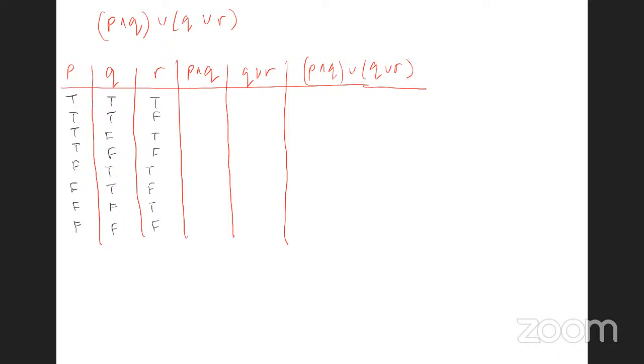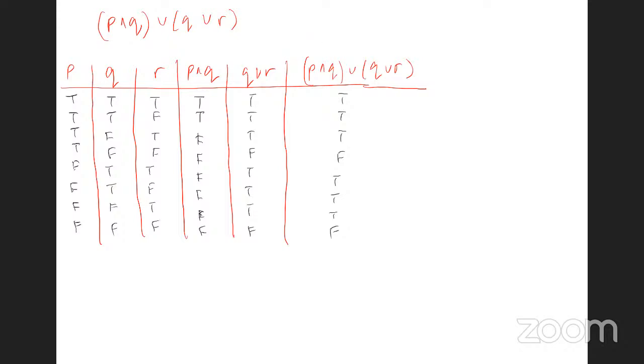All right. P and Q. P and Q is what? True, true, false, false, false, false, false, false. That's okay? And the Q or R, that'll be true, true, true, false, true, true, true, false. And now we want to OR both of them. So that's true, true, true, false, true, true, true, false. That's okay? So it appears that these two are logically equivalent.